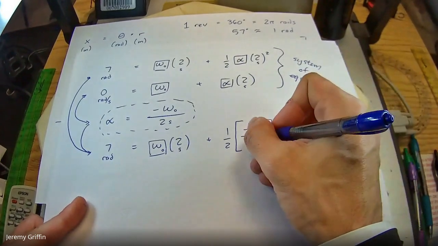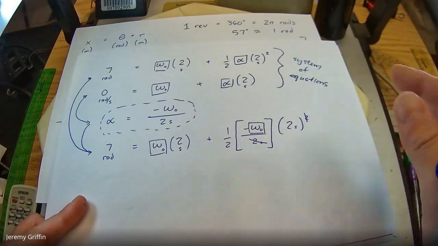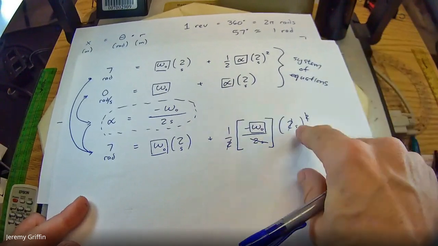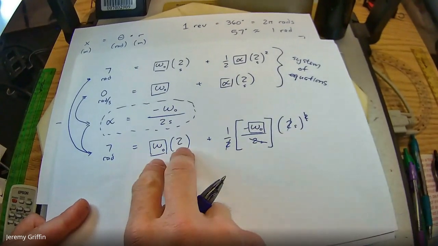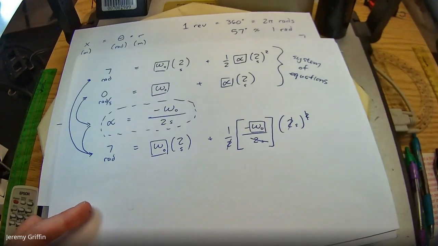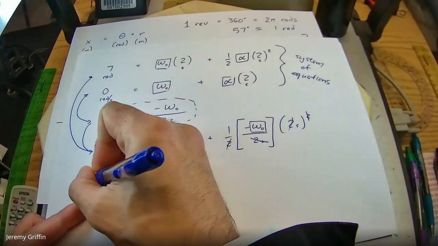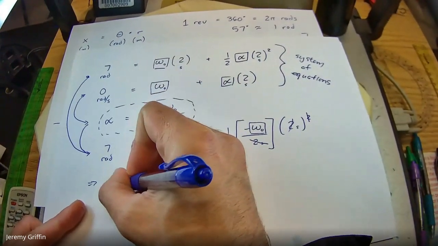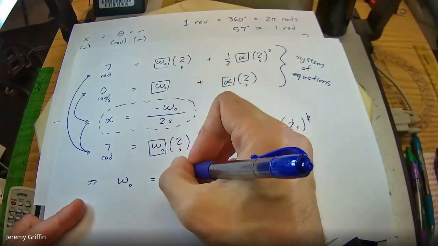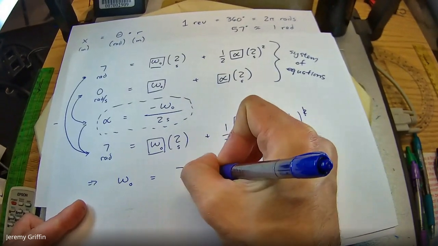So this 2 seconds and this 2 seconds are going to cancel. Just as it happens, this 2 and this 2 also cancel, and I still have the seconds though. So I got 2 omega naught minus omega naught, does that just leave me with plain omega naught? 2 of something minus 1 of something. So omega naught is equal to 7 radians, and then I have to divide both sides by seconds. It'd be 7 radians divided by 1 second, 7 radians per second.